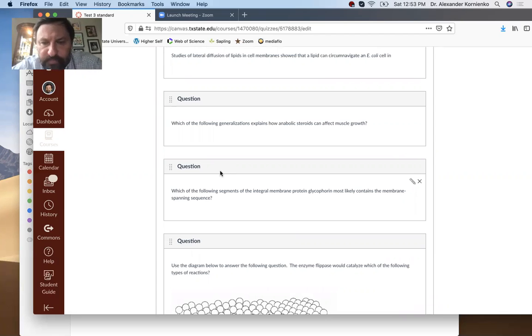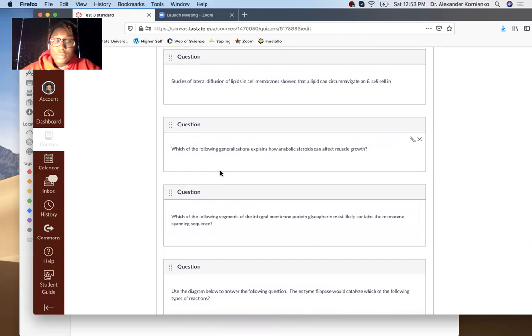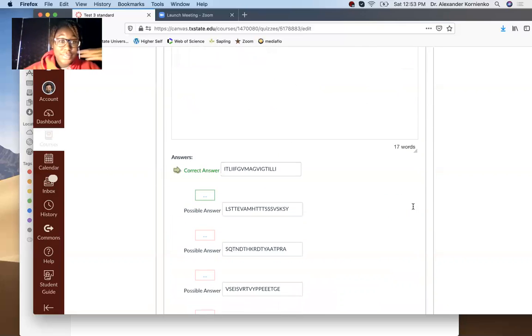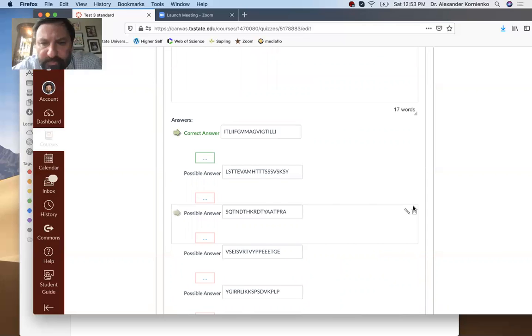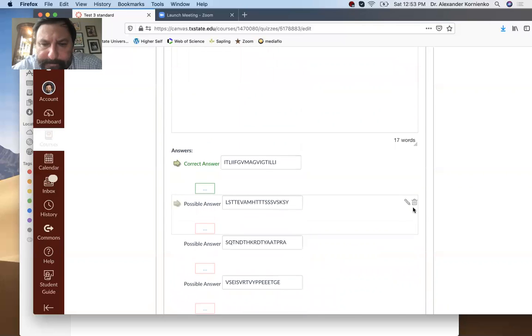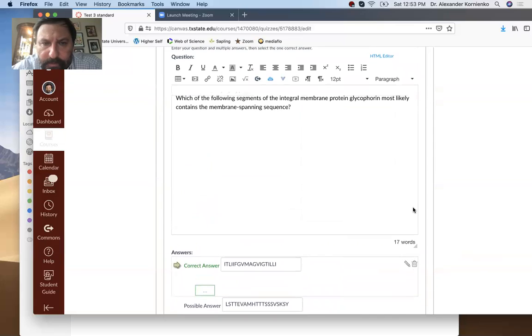What was the question? It was something about which one is most likely to be hydrophobic. If I saw the answer choices, I would know, because it was just long lines of amino acids. Yes. So, which of the following segments of the integral membrane protein glycophorin most likely contains a membrane-spanning sequence?